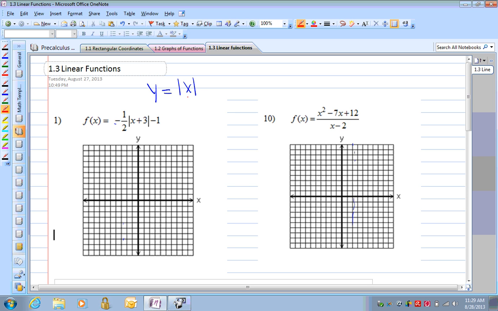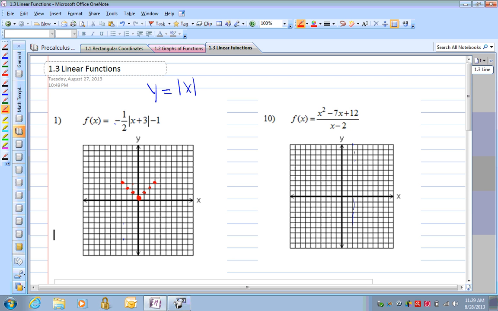That's just simply if x is 0, y would be 0. If x is 1, y would be 1, 2, 2, 3, 3. If x were negative 1, it would be positive 1. Negative 2, y would be positive 2. Negative 3, y would be positive 3. And that's really just a brief little picture of what my graph looks like.